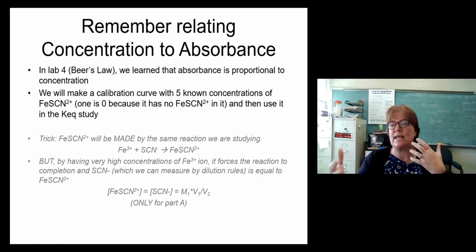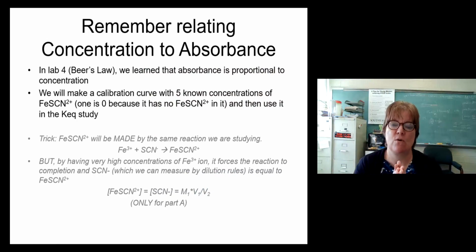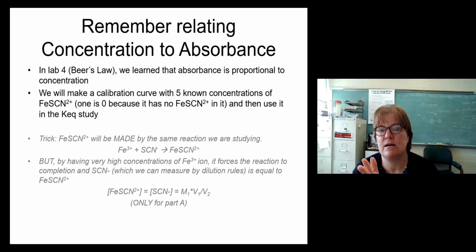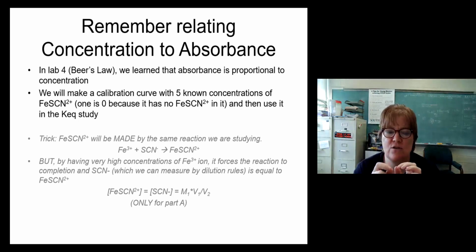So again, we're going to relate that concentration to absorbance. We're going to use this proportionality. So that means we have to do a standard curve. We're going to make a calibration curve with 5 known concentrations. Actually, I think it's 4 known concentrations of iron thiocyanate. One is a 0 concentration.